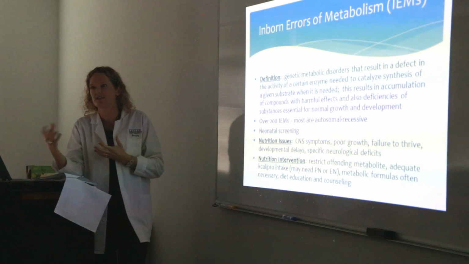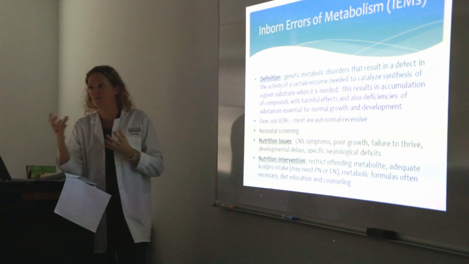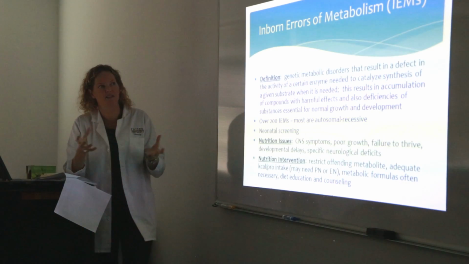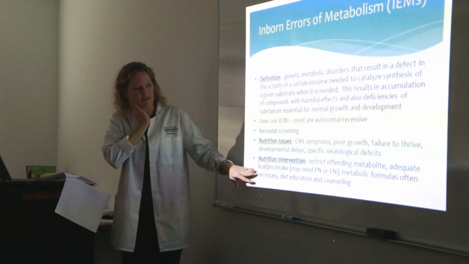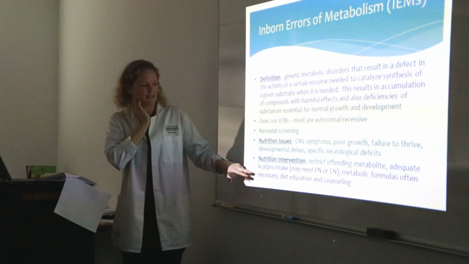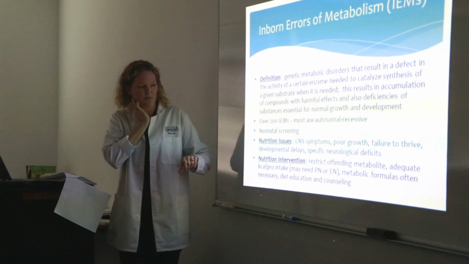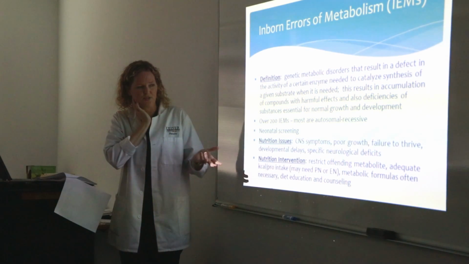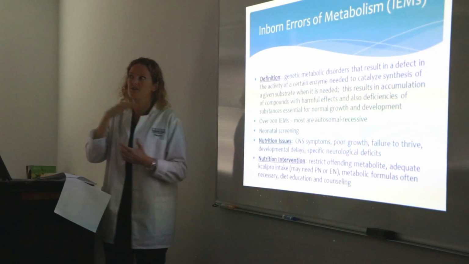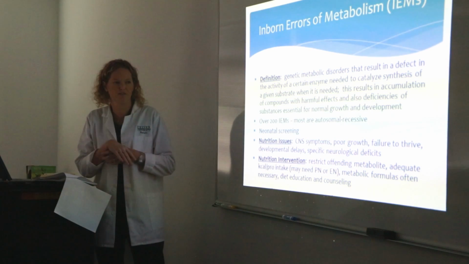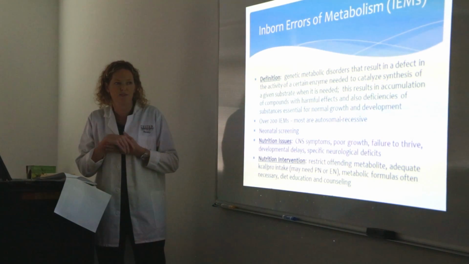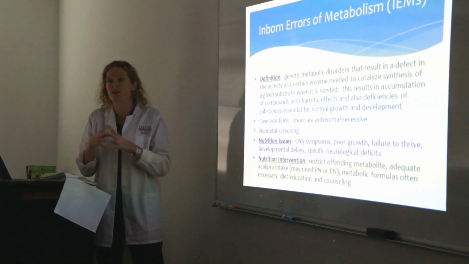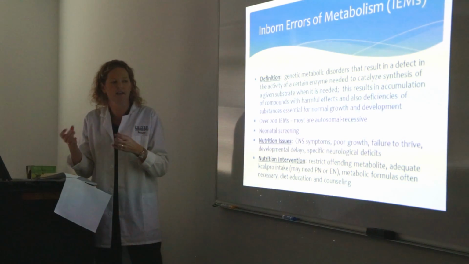So if it's PKU and they can't break down phenylalanine, we need to restrict phenylalanine. As soon as we can diagnose them, we need to figure out what that offending metabolite is and eliminate that from their diet. They need to still get enough calories and protein. They might need parenteral or enteral nutrition. There are hundreds of metabolic formulas designed for this population, and usually they're very important and necessary. So for your PKU, they would make a formula that doesn't contain the phenylalanine.